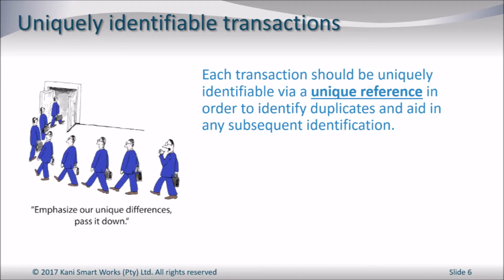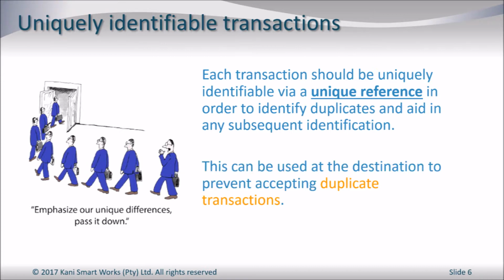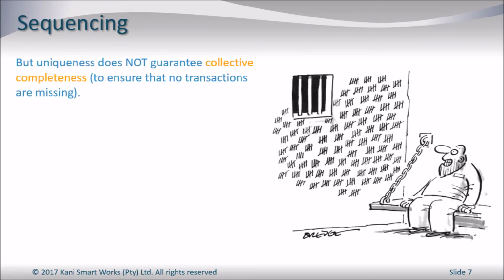Each transaction should be uniquely identifiable via unique reference in order to identify duplicates and aid in any subsequent identification, and this can be used at the destination to prevent accepting duplicate transactions. But uniqueness, of course, does not guarantee collective completeness to ensure that no transactions are missing.